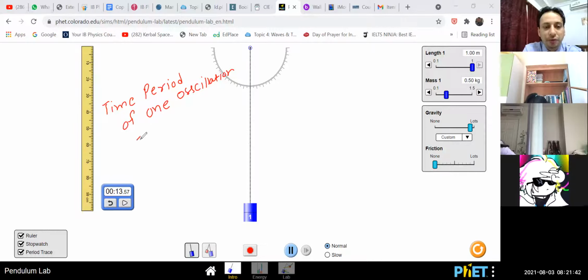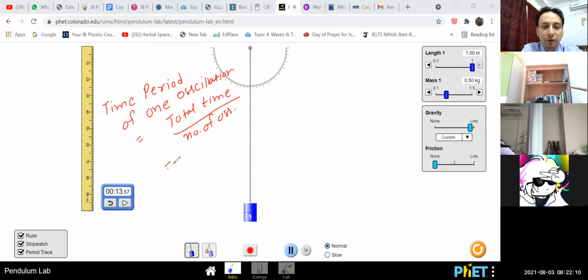That is equal to total time. Total time means total time consumed in, if you are taking 10 oscillations, if you are taking 20 oscillations. The more oscillations you take, children, the more accurate the result will be. Total time divided by number of oscillations.